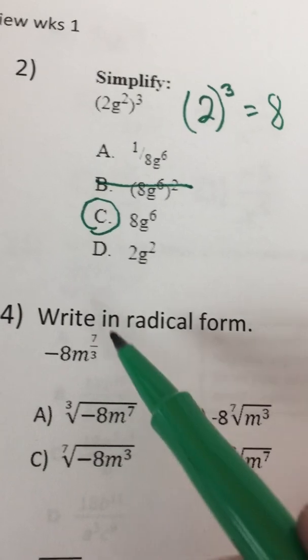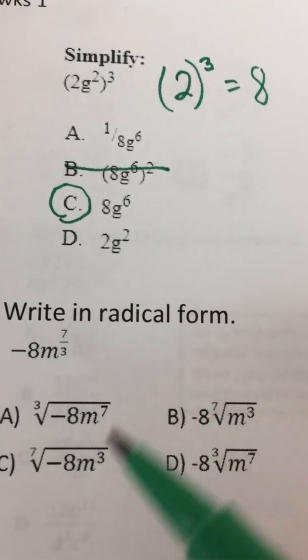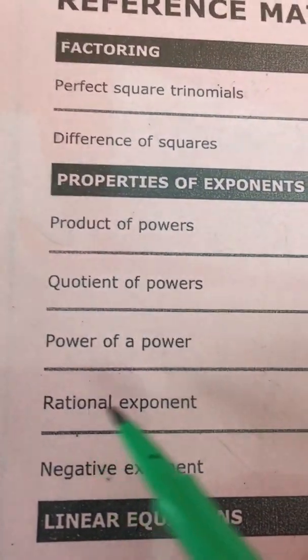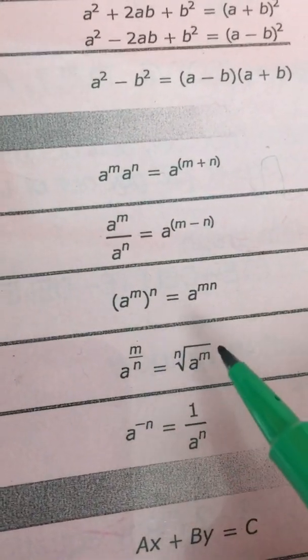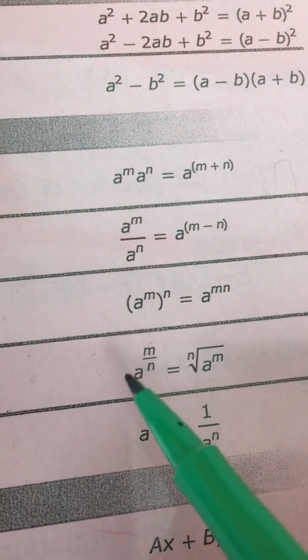Okay, write this in radical form. So right now I have it in rational form because there's my fractional exponent. I want to write it in radical form, so there's going to be these radical symbols. Radical form means you have one of these symbols in it. Where is that on the reference sheet? Rational exponent. Here it is as a fraction, and I'm changing it to a radical. Remember, bottom's out. The bottom number goes outside the radical. The base goes inside the radical.